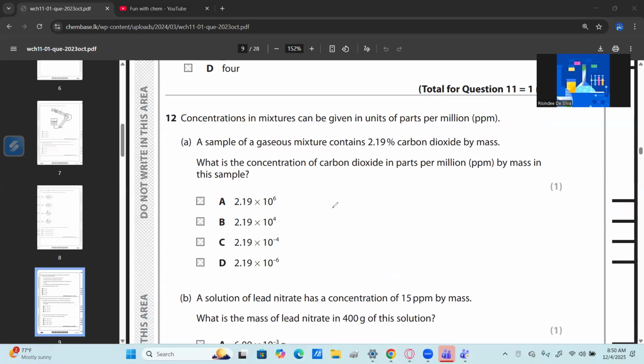Concentrations in mixtures can be given in units of ppm. A sample of gaseous mixture contains 2.19% carbon dioxide. Okay, so that means in 100 you have 2.19. We have to find how many are in a million. So you get the answer as 2.19 into 10 to the power 4, which is B.